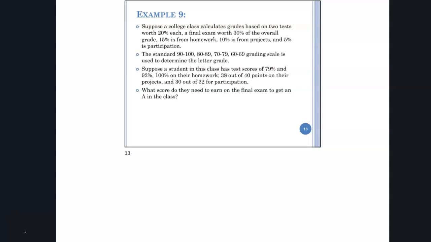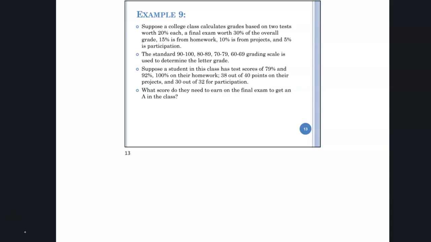It says, suppose a student in this class has test scores of 79% and 92%, 100% on their homework, 38 out of 40 points on their projects, and 30 out of 32 for participation. And it's asking us, in this case, what score do they need to earn on the final exam to get an A in the class?